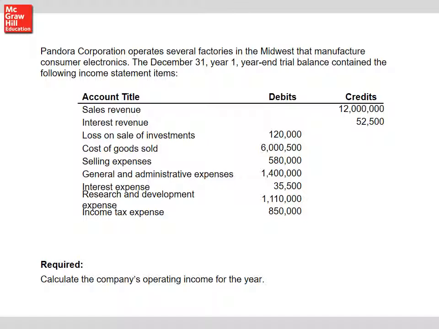Pandora Corporation operates several factories in the Midwest that manufacture consumer electronics. December 31st, year one, year-end trial balance contained the following income statement items. So of your typical type of income statement items, revenues, expenses, gains, losses. Calculate the company's operating income for the year. Now remember, operating income is not net income.